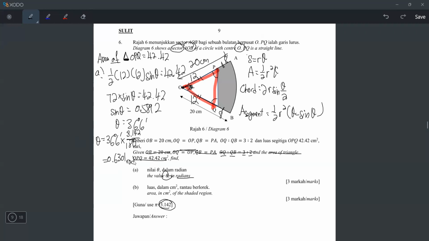0.6301, and the unit will be rad. It stands for radian. Okay, let's erase. Don't erase first, because later I might use it for B. So this is the answer for A.